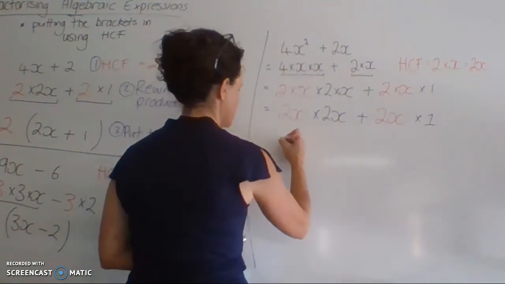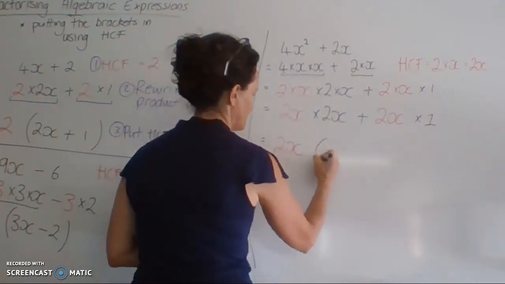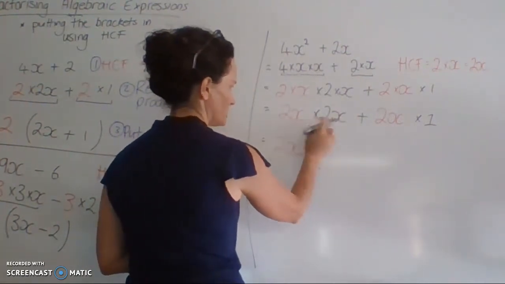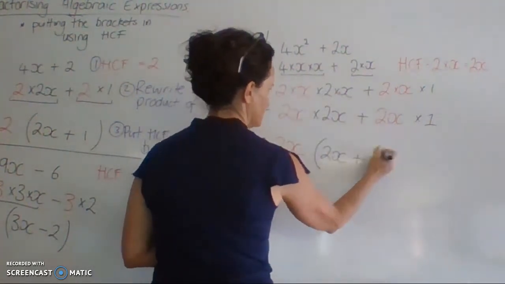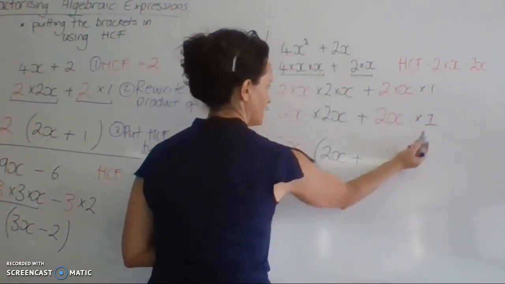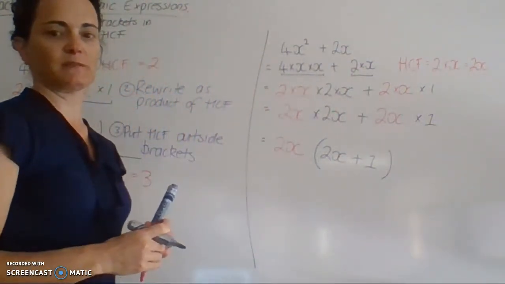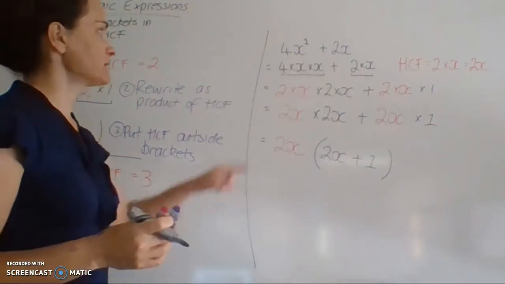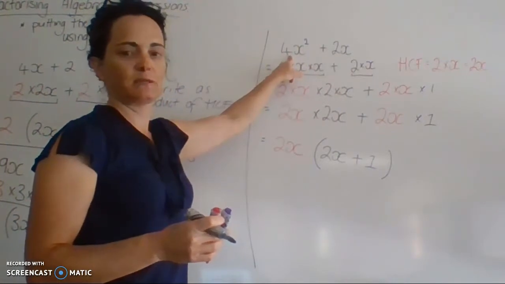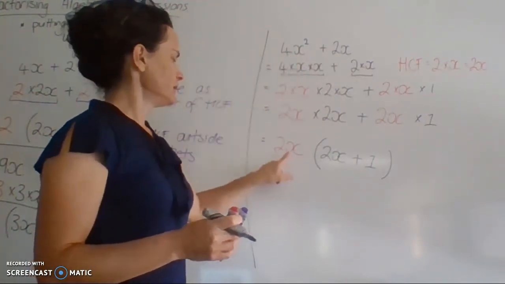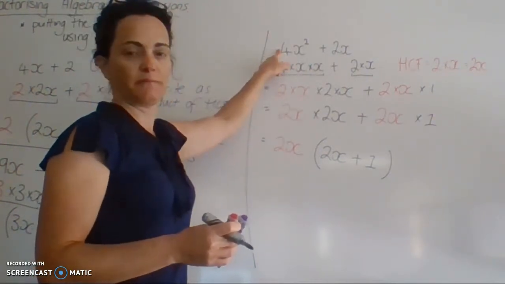Okay, so 2x goes outside. Times, what's left here in this term is just 2x. So the 2x comes down. And plus, what's left here when the 2x goes outside the bracket is just the 1. Okay, so that's factorising expressions where you've got variables in both terms. So the variable forms part of your HCF. And always check your factorising that when you expand it, you end up with the same answer.